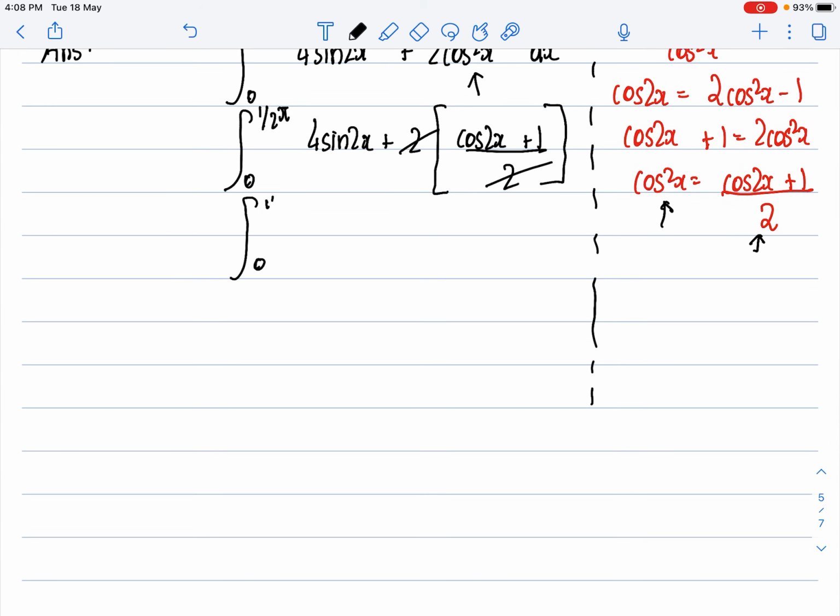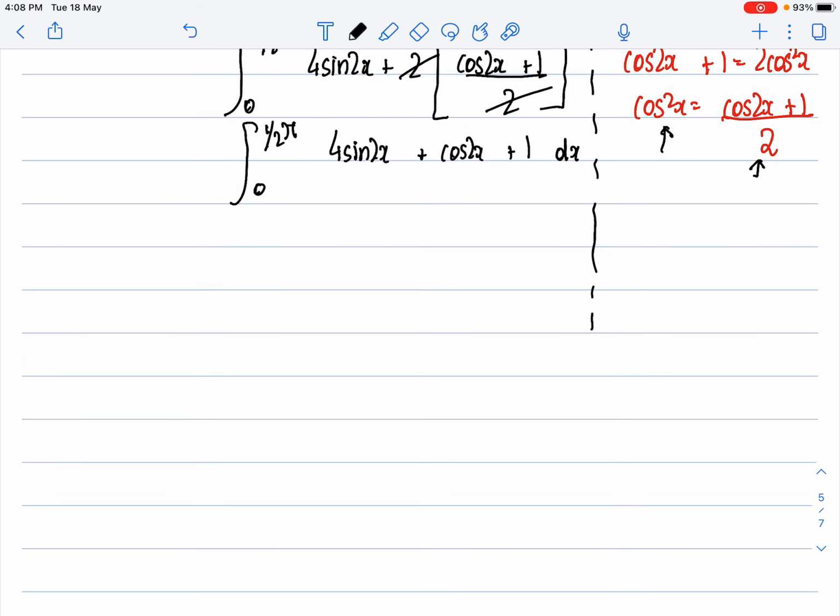from 0 to half pi, 4 sine 2x plus cos 2x plus 1 dx. This is what I can write. So now the integration of sine 2x. For this you need to know the integration of sine, which is minus cos. So I can write this as minus 4 cos 2x over the coefficient of x, which is 2 here.